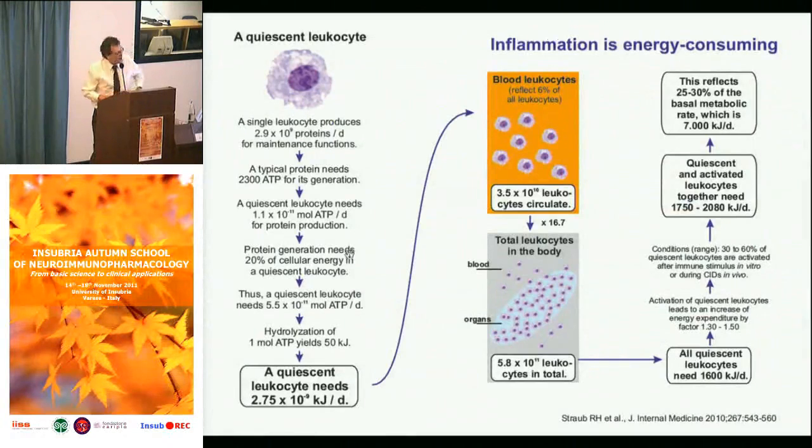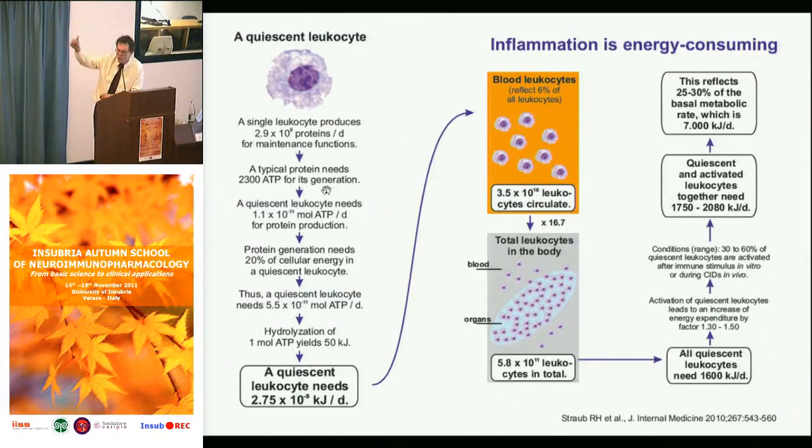immune system needs, and I have calculated the amount of energy that is needed by the immune system with these calculations. The calculations are relatively clear because the group of Dr. Judell in the United States nicely demonstrated the amount of energy needed for protein maintenance function. So a single leukocyte, for example, produces 2.9 times 10 to the 9 proteins per day for maintenance functions. This is work from Dr. Judell. And a typical protein that he studied needs 2,300 ATP for its generation.